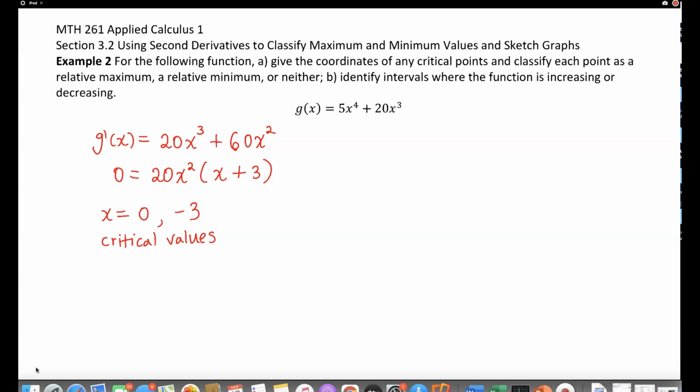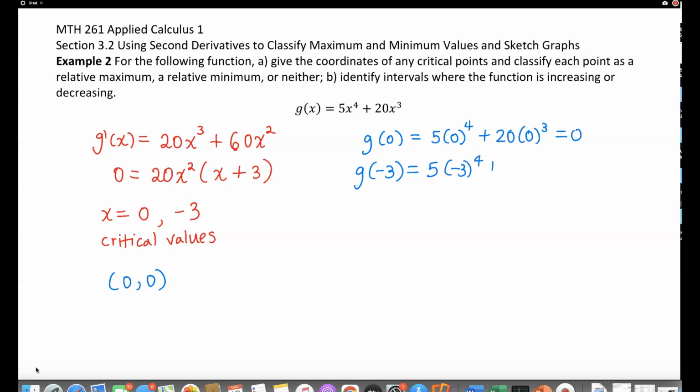Not only that, they wanted the critical points. So what I need to do is plug these x values into g of x. What is g of 0? That is 5 times 0 to the 4th power. Oh, hey, that's just going to be 0. So the first ordered pair is going to be (0, 0). And the second y value, if I plug in -3, I'm going to need a calculator for this piece. All right, what is that? And I got -135. So (0, 0) and (-3, -135) are critical points.